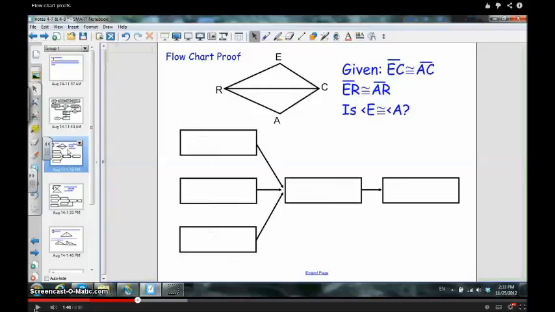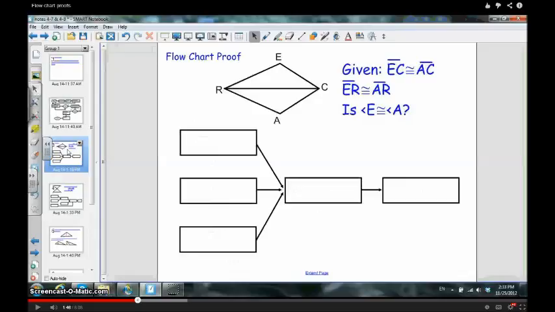And these right here where it says, make sure you write down the given. Segment EC is congruent to segment AC. Segment ER is congruent to AR. And right here, that's an angle sign. Okay, I like to make my angle signs a little bit bigger, but that says angle E is congruent to angle A. Torrance? Yep, and the boxes.